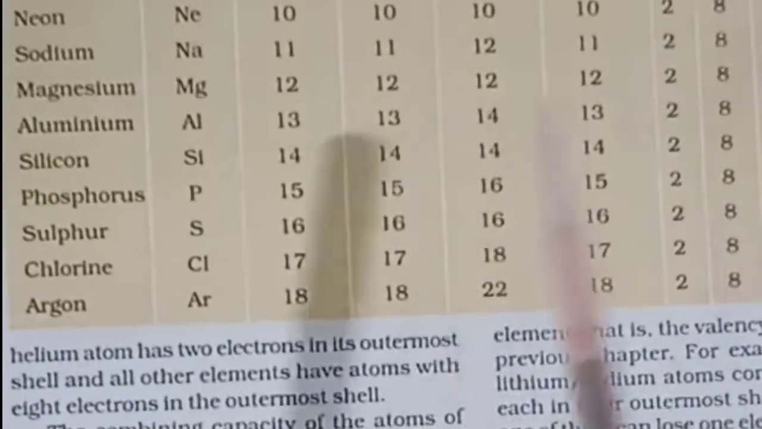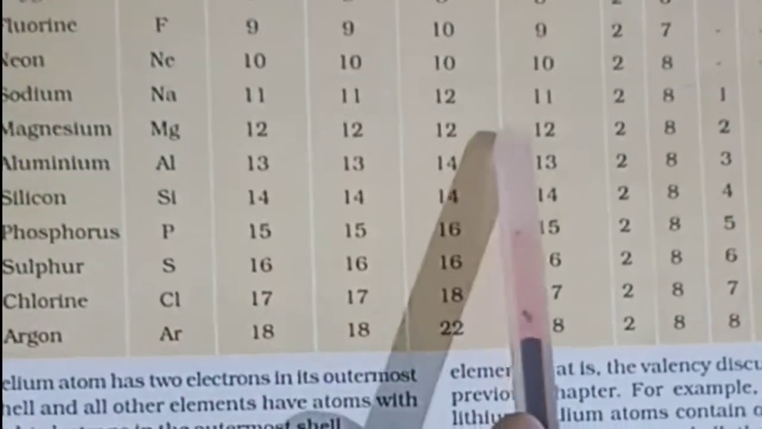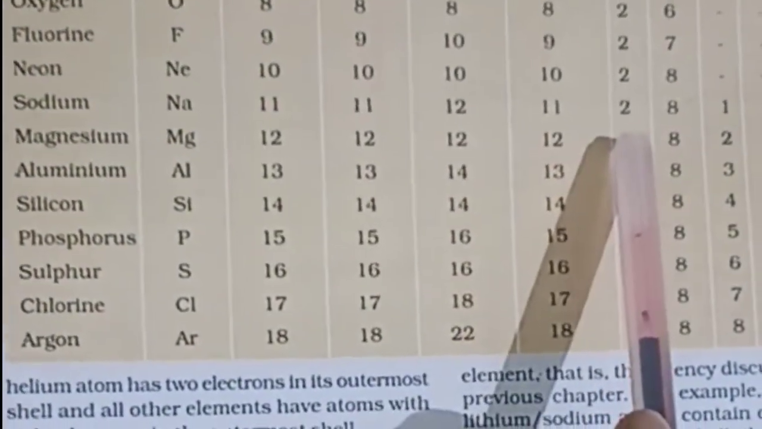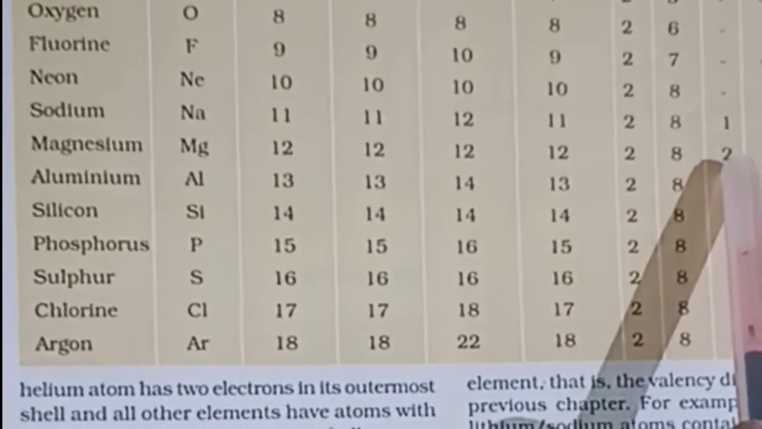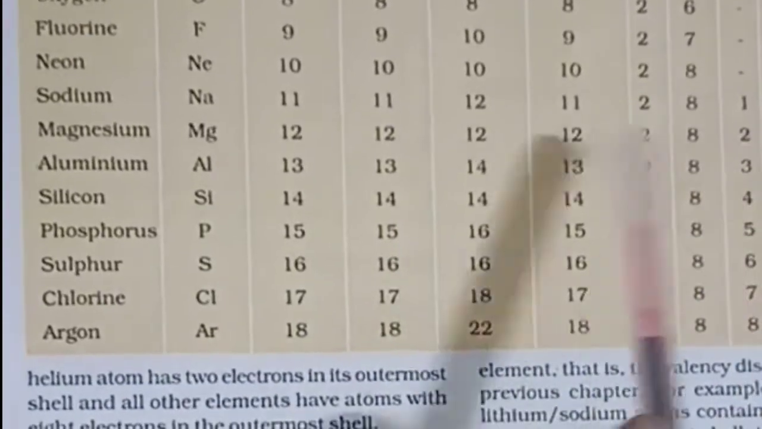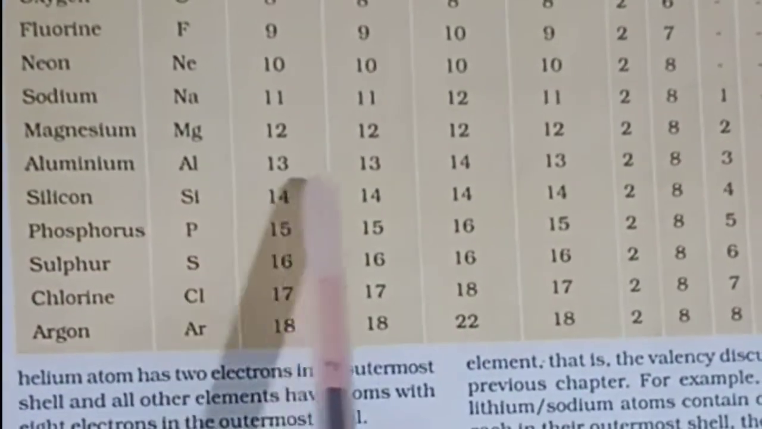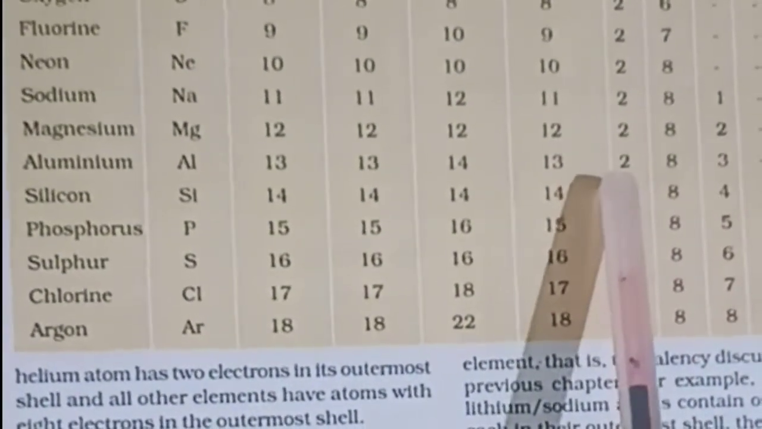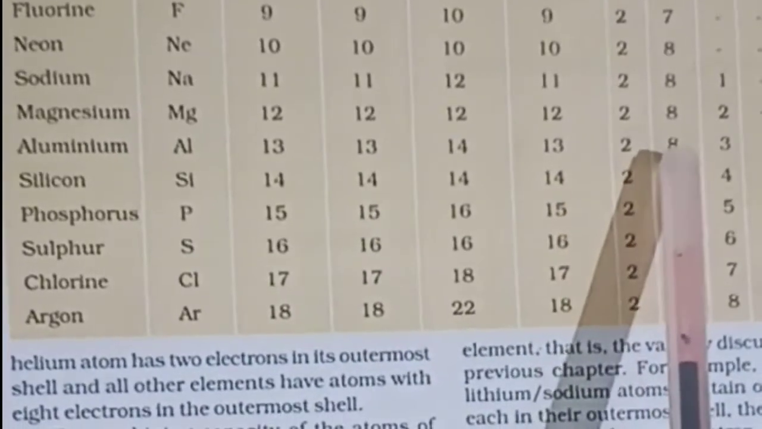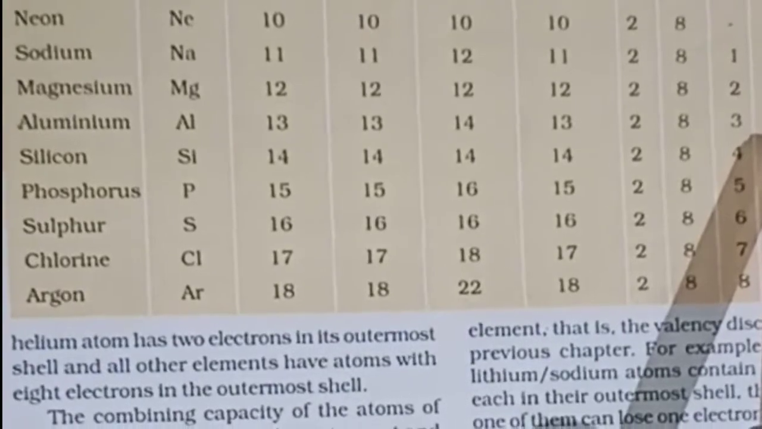Next we have magnesium 12. When we distribute the electrons, we have 2 in the first shell, 8 in the second shell, and the remaining 2 in the third shell. Aluminium, atomic number 13, will be 2, 8 and 3, because the first shell accommodates only 2, the second shell can accommodate 8, and the remaining 3 we put in the third shell.